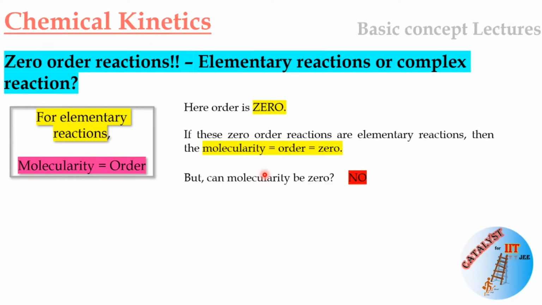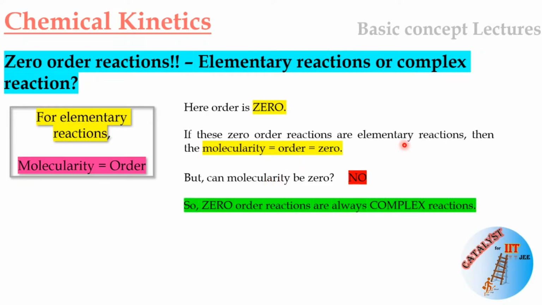No. Why? Because the molecularity is the number of molecules that participate in the reaction. Now if the number of molecules is 0 for a reaction, that means there are no molecules at all for doing a reaction. So that means these zero order reactions cannot be an elementary reaction. So zero order reactions are always complex in nature. Though through the calculations, you will see that these calculations for zero order reactions are quite easy, but the mechanism of these zero order reactions is complex in nature.